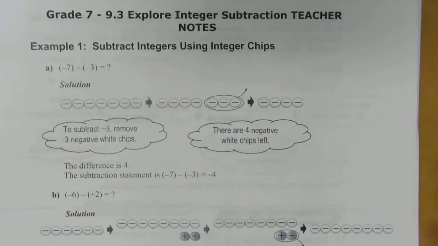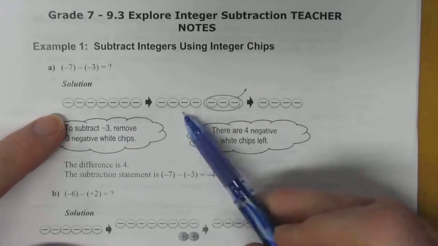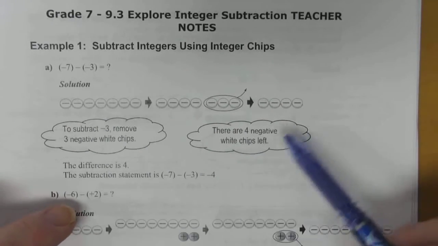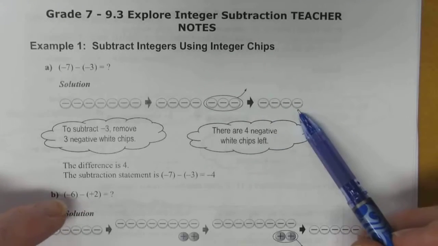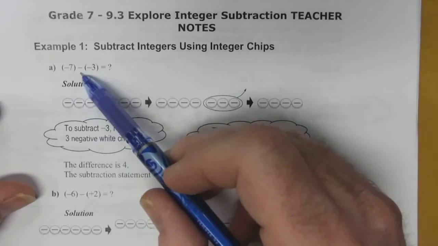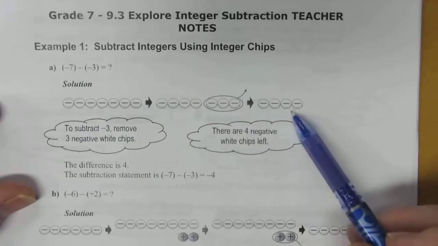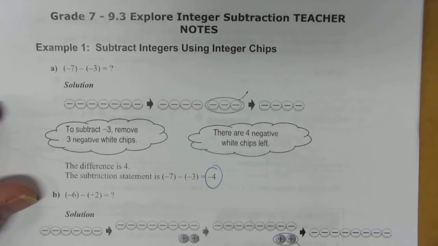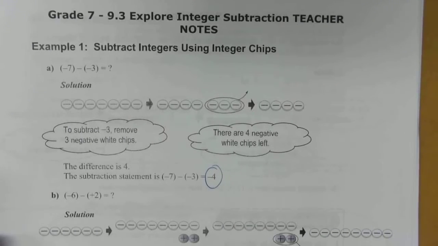It's much like subtracting using positive numbers, but in this case, these are all negative chips. So, if we have 4 negative chips left over, then our answer must be -4. So -7 subtract -3 gives you an answer of -4. So that one's fairly straightforward.